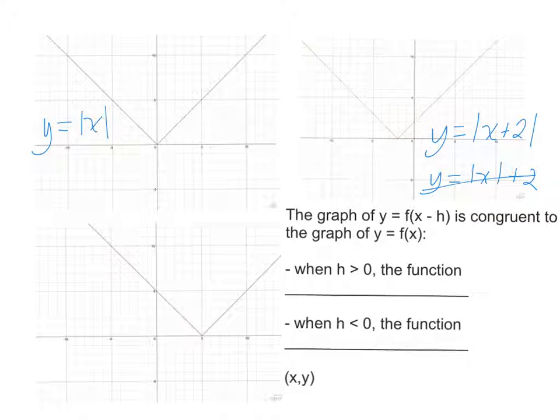And what happens to the graph? It goes to the left 2. Yeah. And this one was y equals the absolute value of x minus 5. And what happened to that graph? It moves to the right 5. So when the number that you're adding is not added to the function itself, but added to the x value, it moves to the left or right.